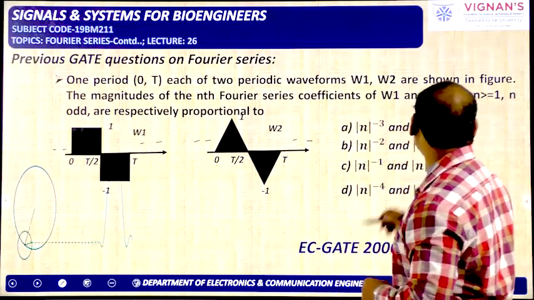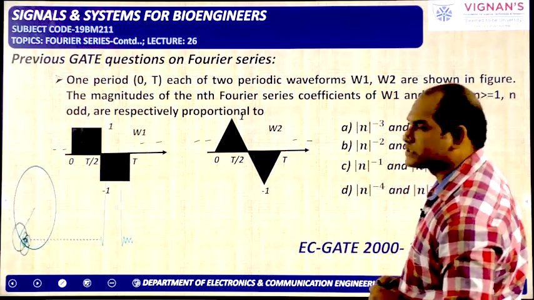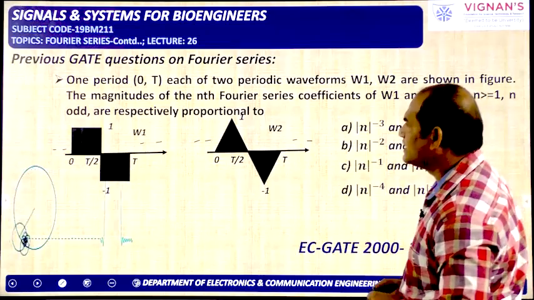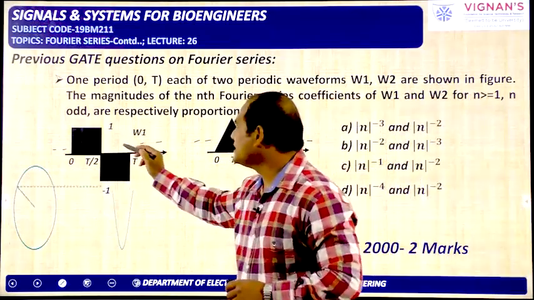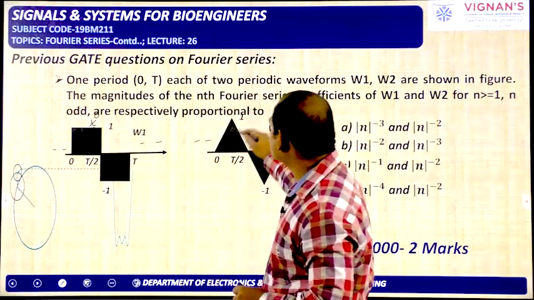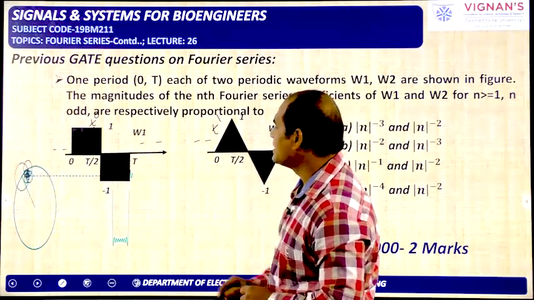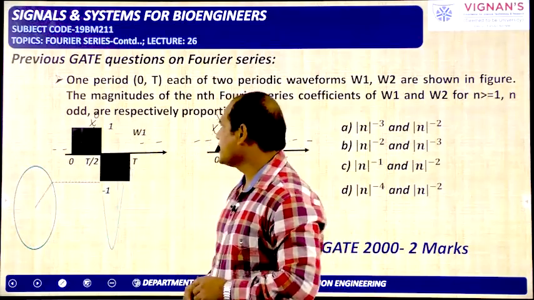Okay, next, the magnitudes of the nth Fourier series coefficients of waveform 1 and waveform 2 for n greater than or equal to 1, n odd, are respectively proportional to. Already this type of thing we have done. So here the amplitude we can take T power 0. Here amplitudes are varying with respect to T power 1. That means a ramp is there, that's why T will come. Here a constant is there, that's why T power 0 is there.